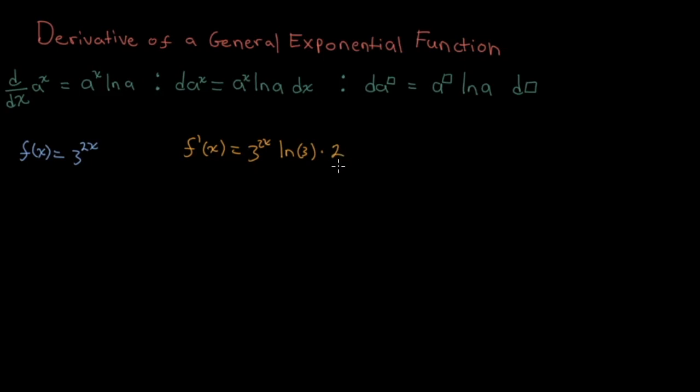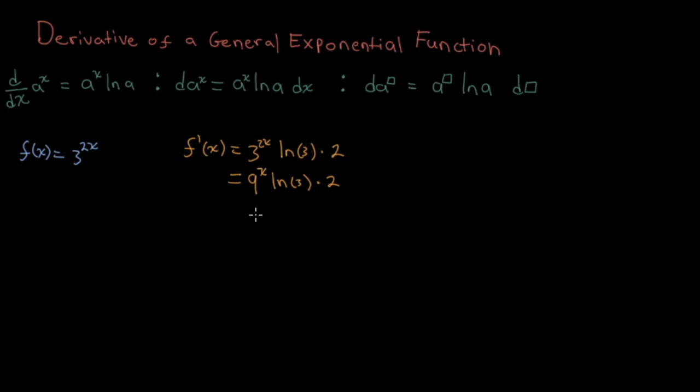Now the next thing we have to consider is that we can simplify this even further. We can take this 2x here. Remember that 3 to the power of 2 is 9, so we can write 9 to the power of x times ln 3 times 2. And there you have it. That would be the derivative of this function here.